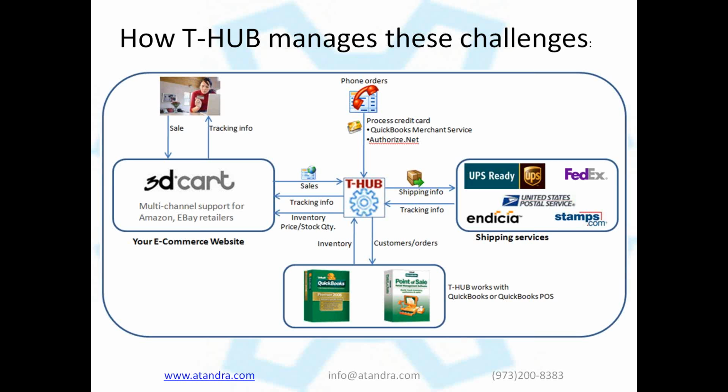Especially for Amazon and eBay, you need to update the tracking on the website, and on Amazon you get paid only after the tracking is updated on Amazon. So T-Hub does all that, and it also reads inventory from your QuickBooks to update the website. So if you receive items from your vendors, or if you sell something in your QuickBooks directly, it can read the inventory changes from QuickBooks and update your 3D cart or Amazon for updated quantity.